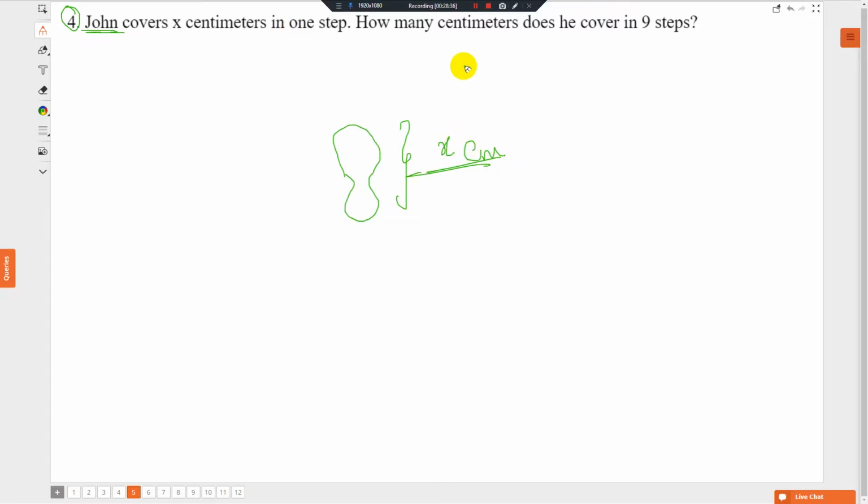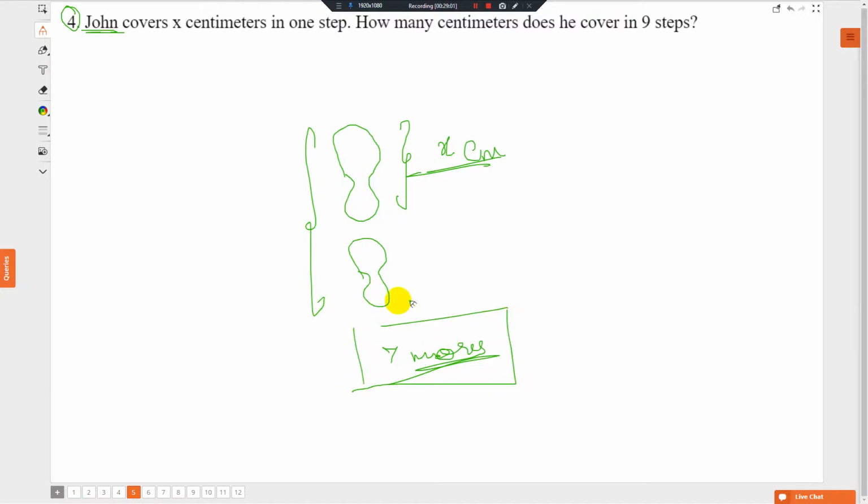What's X centimeters? So how many centimeters does he cover in 9 steps? Same like that, there were 9 steps more. Same height, length, everything was the same. And also seven more steps, because I can't draw this many steps.